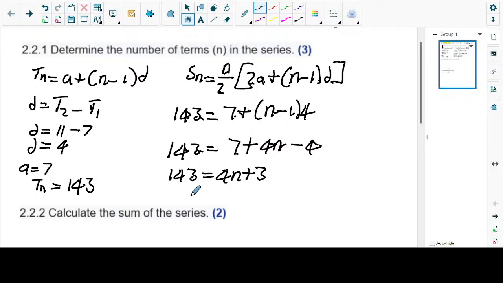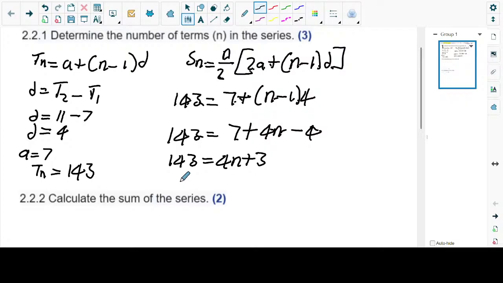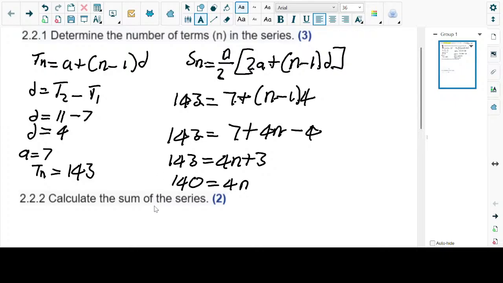What does it say then? We subtract 3. Then we have 143 minus 3, which is 140. 140 is equivalent to 4N. Then from there we can divide by 4 on both sides.